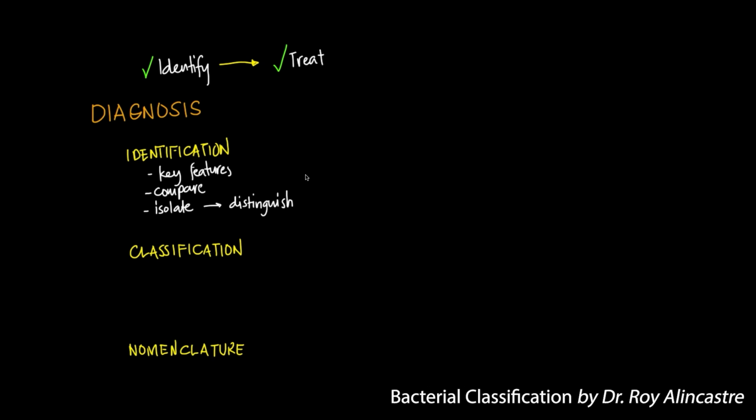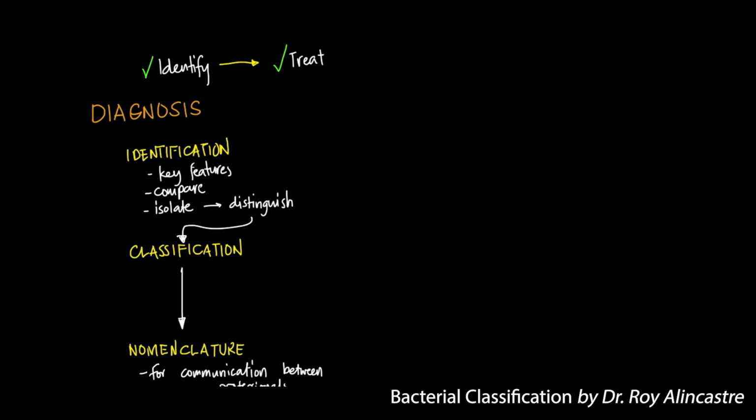Once the microbe is identified, it can then be assigned to the most appropriate taxa or classification. And then, it can be given the appropriate genus and species names, or nomenclature. Giving the microbe a name is important because it allows medical professionals to communicate with each other, especially regarding management of the diseases caused by each particular microorganism.